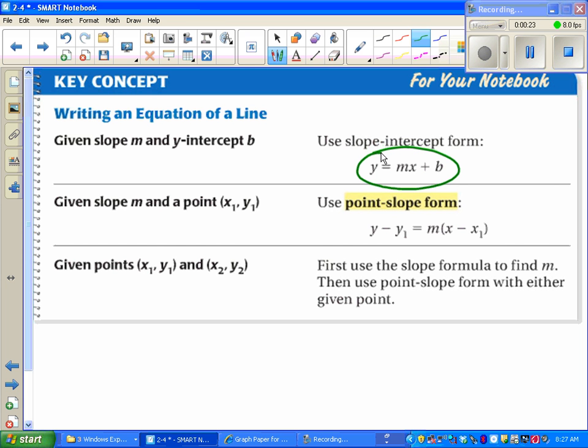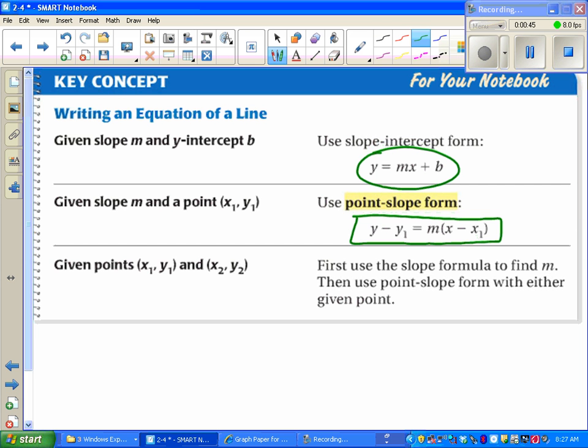Normally we won't have a slope and y-intercept. We'll have a slope and a point. You can still use the y equals mx plus b formula, but this other formula called the point-slope form is easier because it uses the point and the slope. y minus y1 equals m times x minus x1. m is your slope, x1 and y1 is your point.